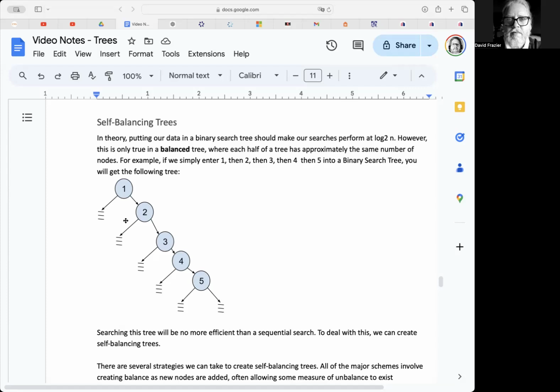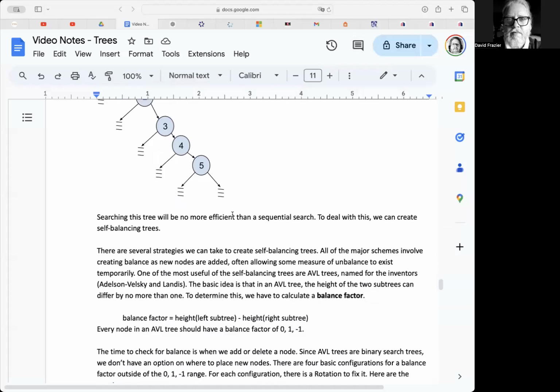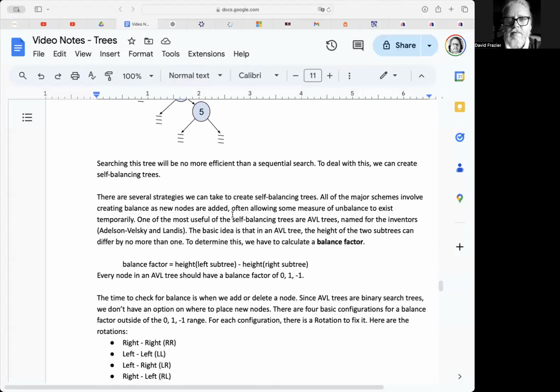So there's a fair bit of research that has been done on self-balancing trees, or a tree that will maintain itself in some sense of balance. And that sense of balance is going to vary based on the algorithm. The first kind of tree we're going to talk about here is an AVL tree. It's named for the people who came up with it, Adelson-Velsky and Landis.